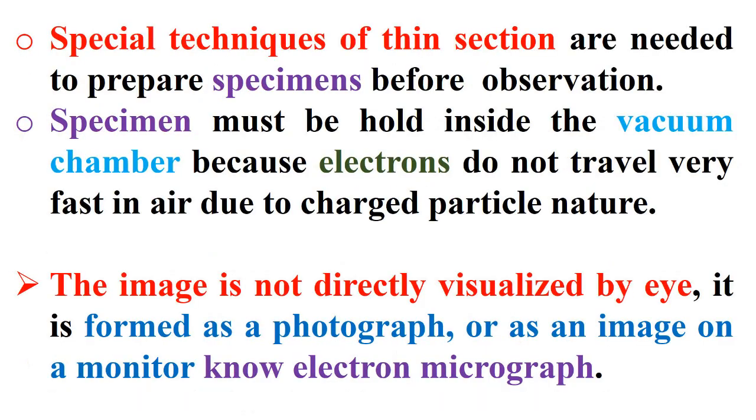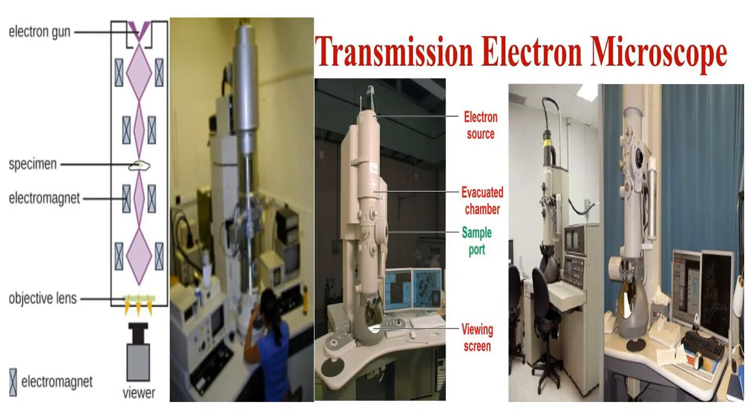Please be attentive: special techniques of thin sectioning are needed to prepare specimens before observation. Furthermore, the specimen must be held inside the vacuum chamber, because electrons do not travel well in air, due to their charged particle nature. And finally, the image is not directly visualized by eye; it is formed as a photograph, or as an image on a monitor, called an electron micrograph. Now, let's explain transmission electron microscopy.